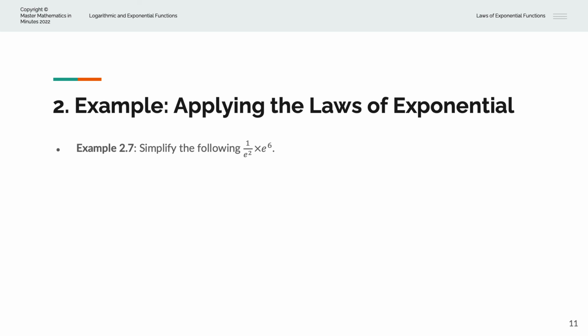So in the final example, we're asked to simplify 1 divided by e to the power of 2 times e to the power of 6. And we'll apply the seventh law. So according to the law, we're able to rewrite 1 divided by e to the power of 2 as e to the power of minus 2. And we'll copy e to the power of 6. According to the first law, we should sum the power. So 6 plus minus 2 is 6 minus 2, and that gives us 4. And so it simplifies to e to the power of 4.